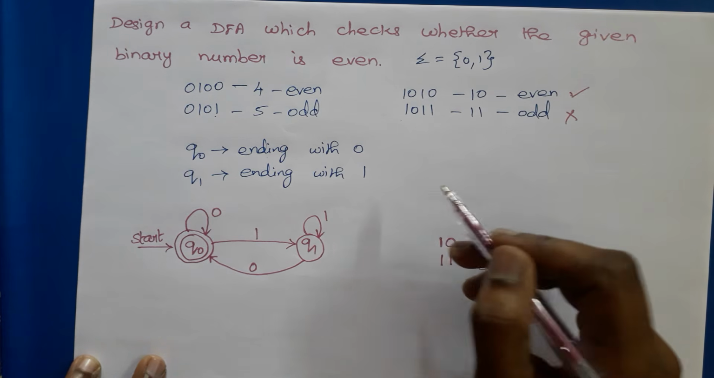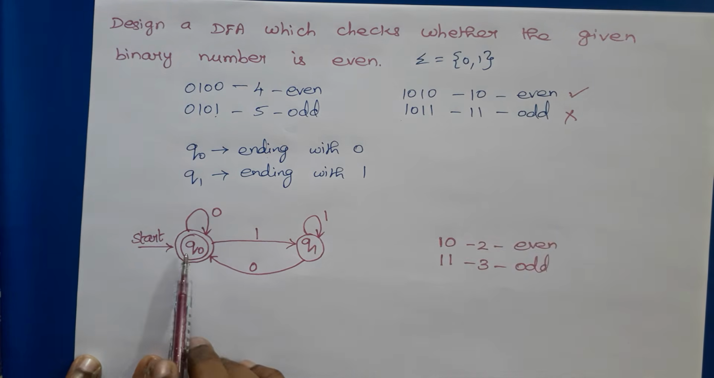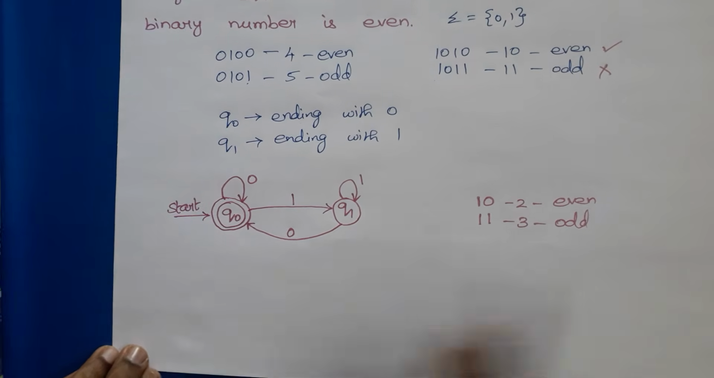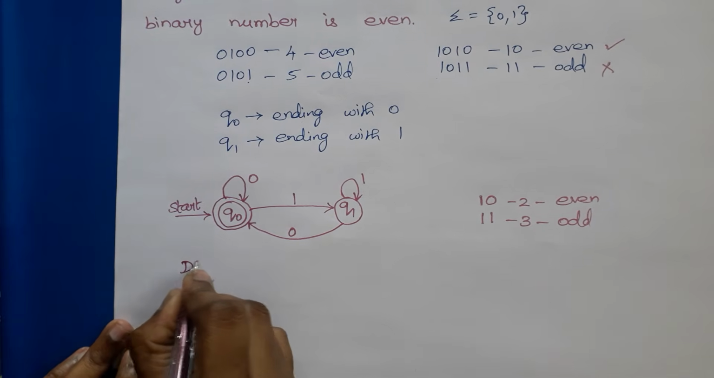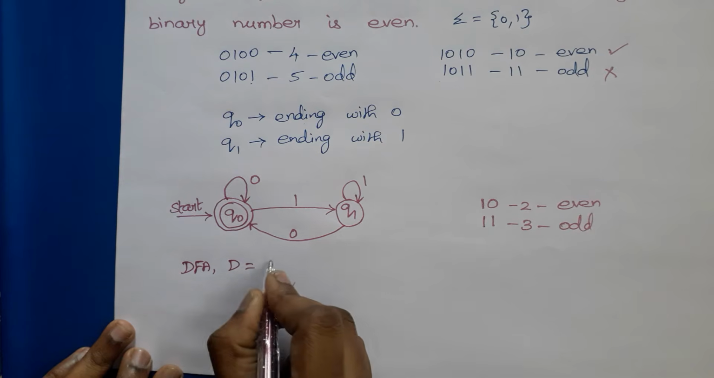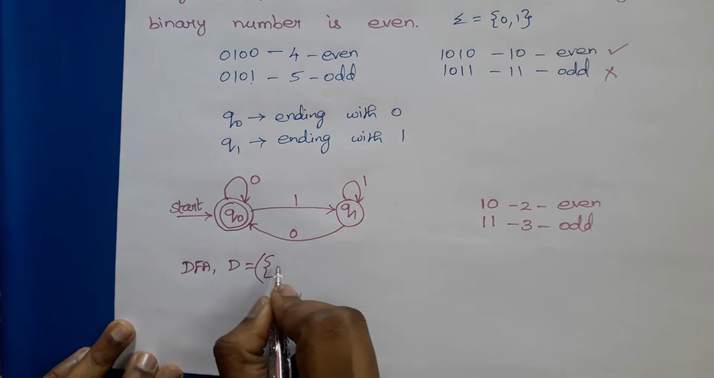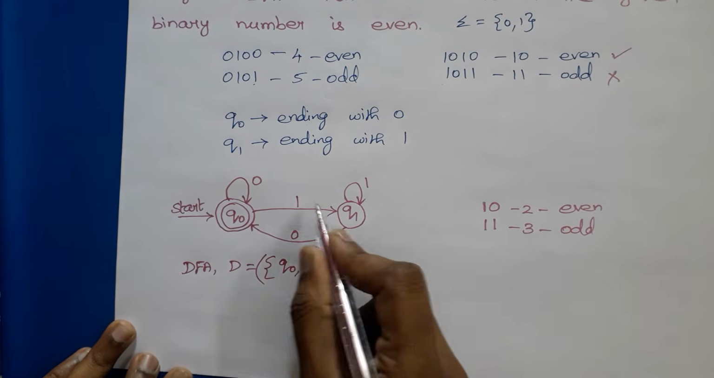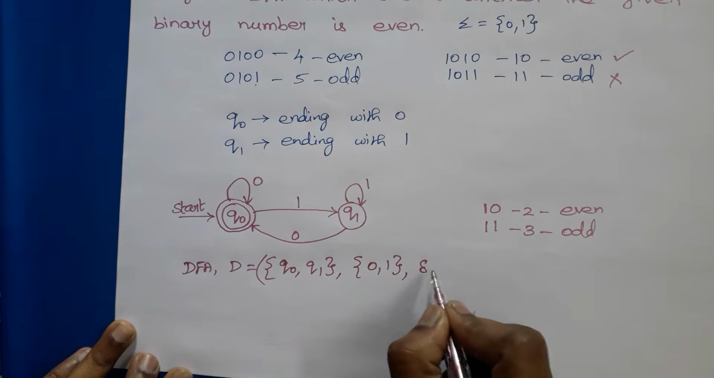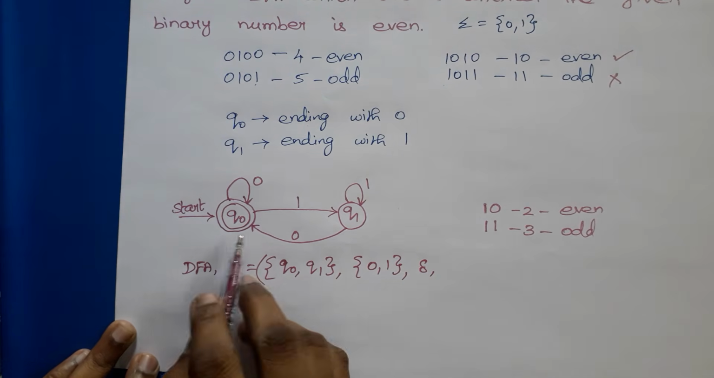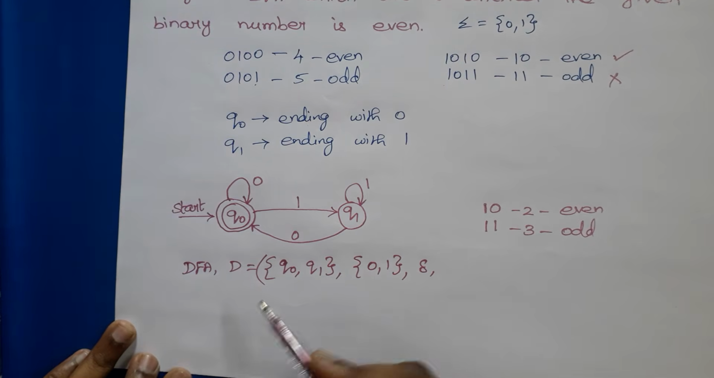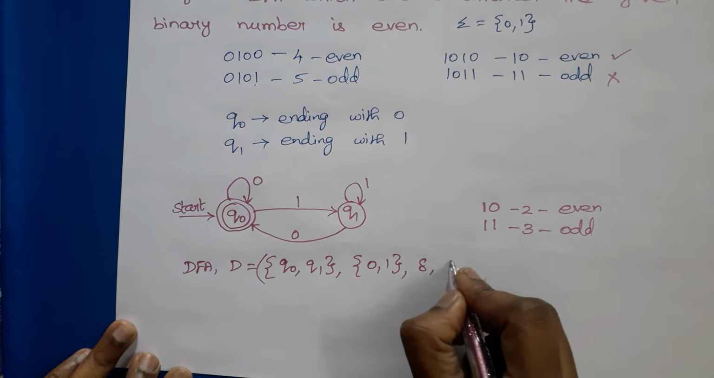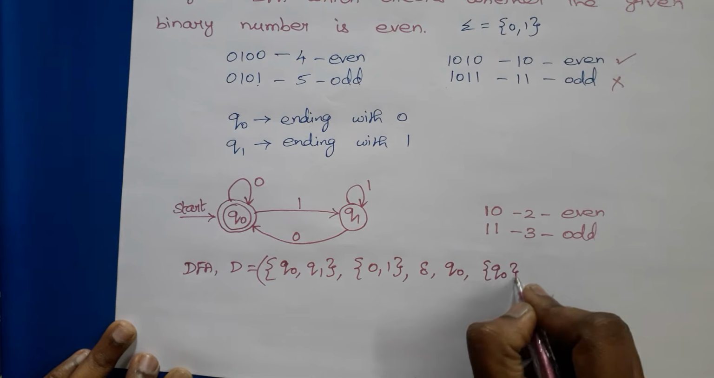Similarly, if we want to check whether the binary number is odd, then instead of making Q naught the final state, we have to make Q1 the final state. Now we can construct the 5-tuple notation for this. So DFA, D or A, any name can be given. Now we have to write the set of states. The set of states are Q naught and Q1. Then input symbols 0 and 1. Delta is the transition function that is represented as a diagram here. We can also write it as a transition function representation. Then the start state is Q naught, and the final state is also Q naught.